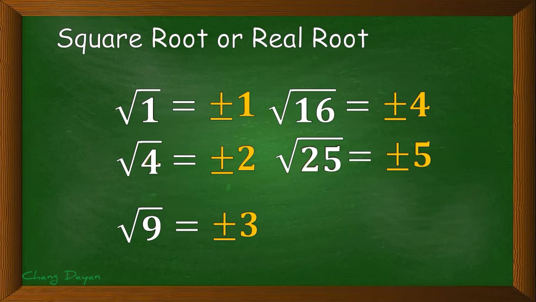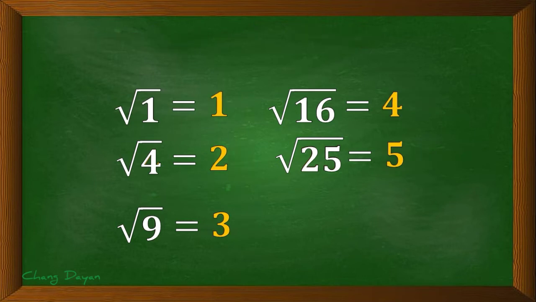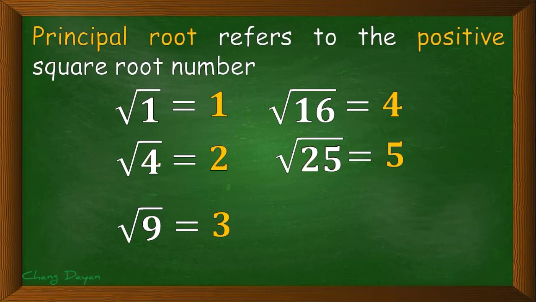Again, kapag sinabing real root, it's either positive or negative square root. Kapag naman sinabing principal root, ito ay yung positive square root number lang. Halimbawa, square root of 1. The answer is 1 kasi 1 times 1 is 1. Square root of 4, the principal root is 2. 2 times 2 is 4.